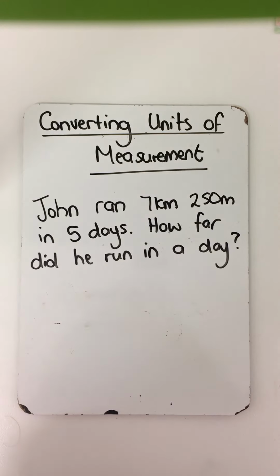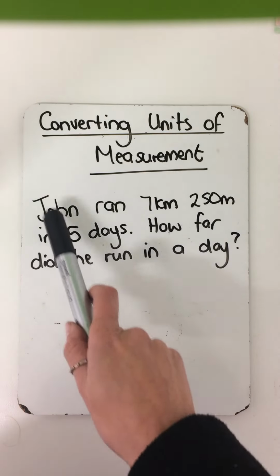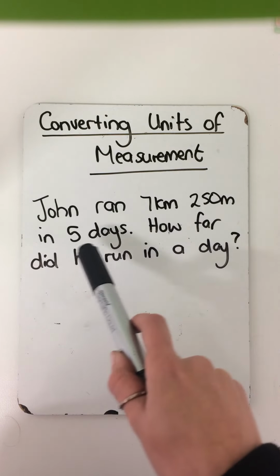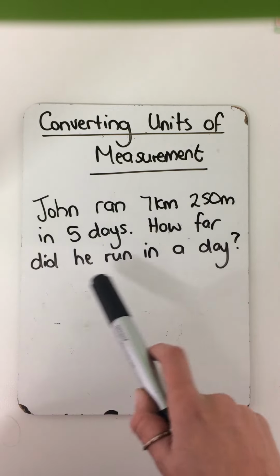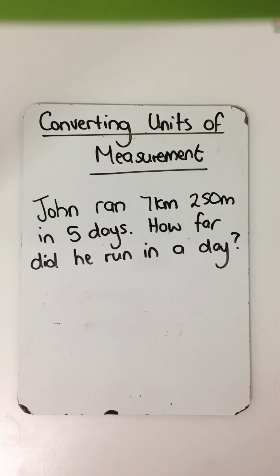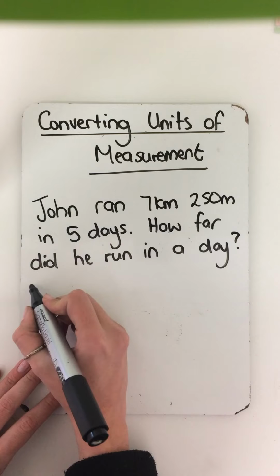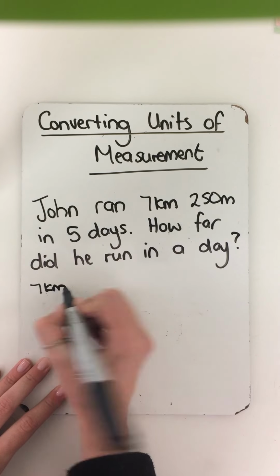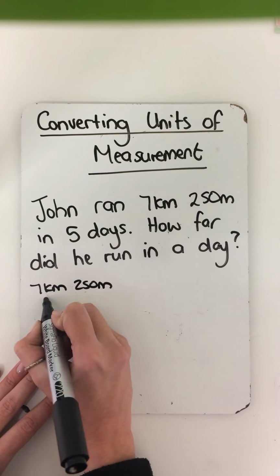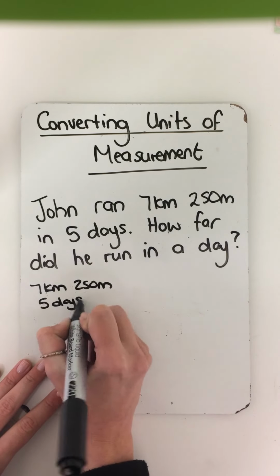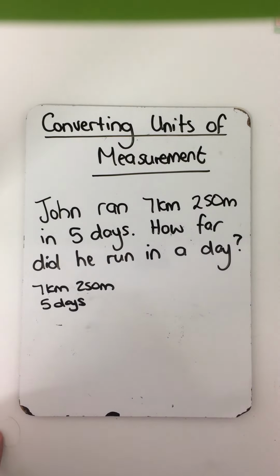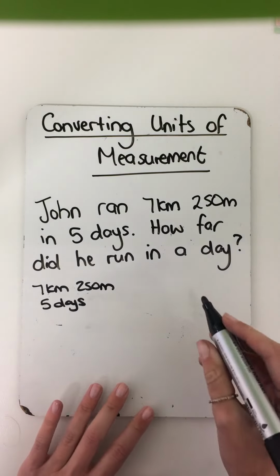Step number 3 is to read the word problem. And it says, John ran 7 kilometers and 250 meters in 5 days. How far did he run in a day? So I've read my word problem. Now I need to take out important information. What's important is that he ran 7 kilometers and 250 meters. That's important. And it was over 5 days. That's very, very important. So I've taken out my important information, and now I'm going to draw my bar model.